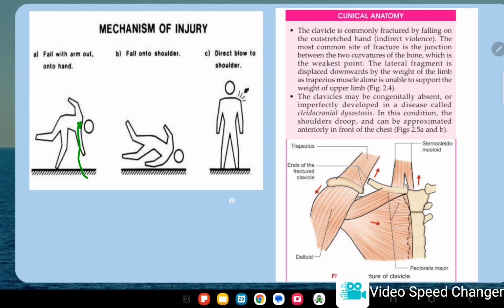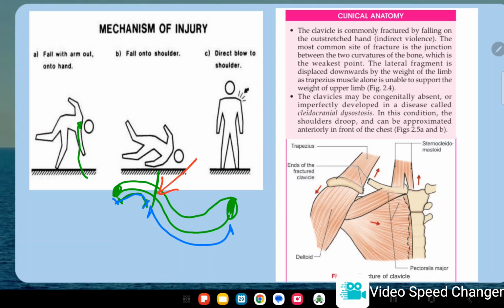When we say two curvatures of the bone, this means that if this is the medial end, this is the flat lateral end, and this is the clavicle. So here there is a concave curvature, and this is the convex curvature. This means that the most common site of fracture is this site, right? The site where the two different curvatures, concave and convex, meet. Which is the weakest point.